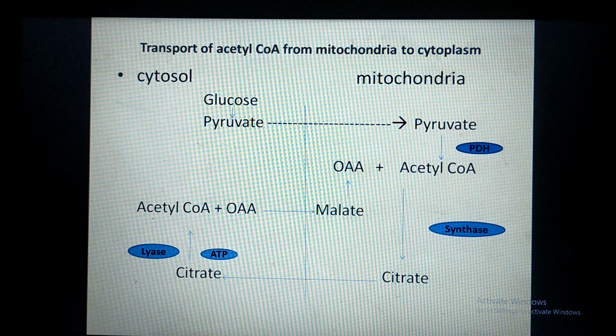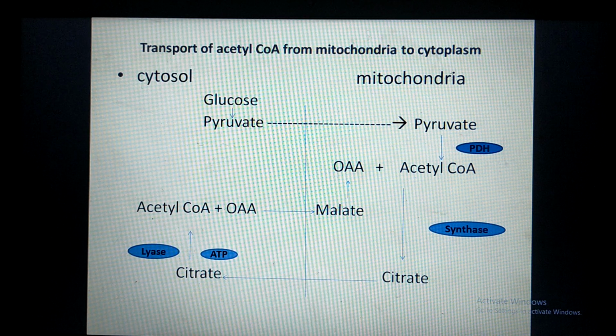But the inner mitochondrial membrane is impermeable for acetyl CoA. Therefore, acetyl CoA combines with oxaloacetate to form citric acid or citrate. The enzyme required for this step is citrate synthase. Now this is the first step of citric acid cycle. So when this citric acid is formed in large quantity above the saturation level, then only this citric acid crosses the inner mitochondrial membrane and enters into the cytosol.